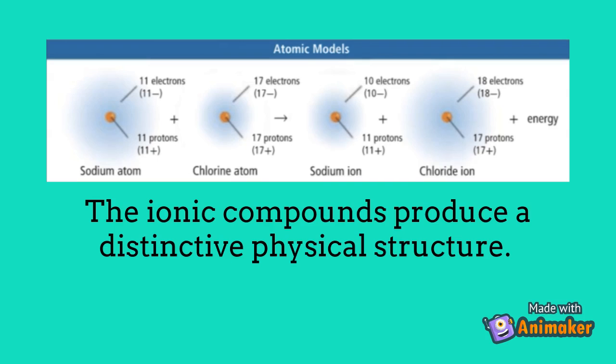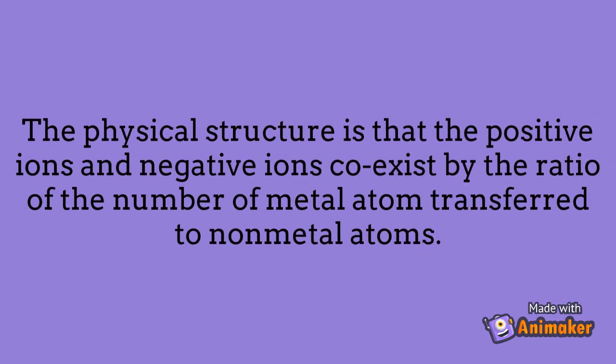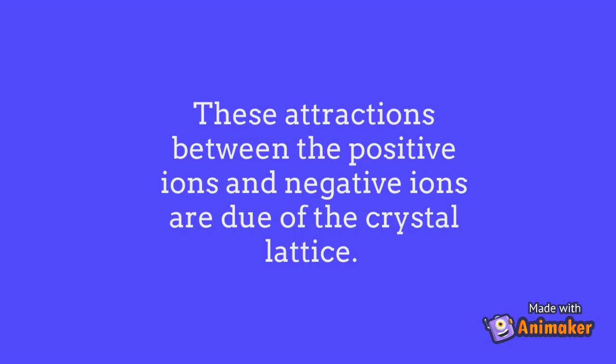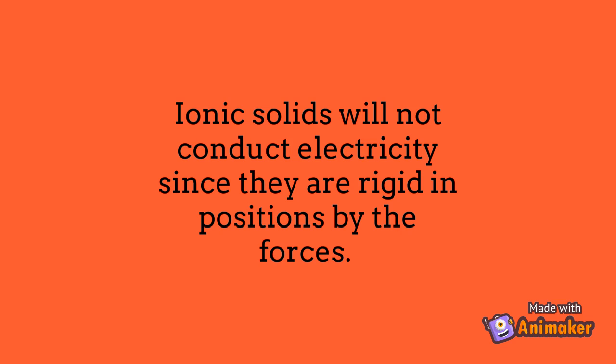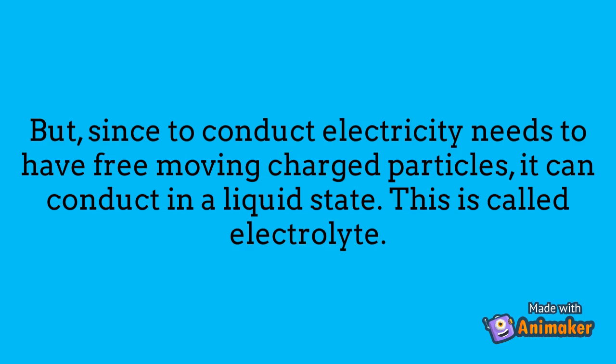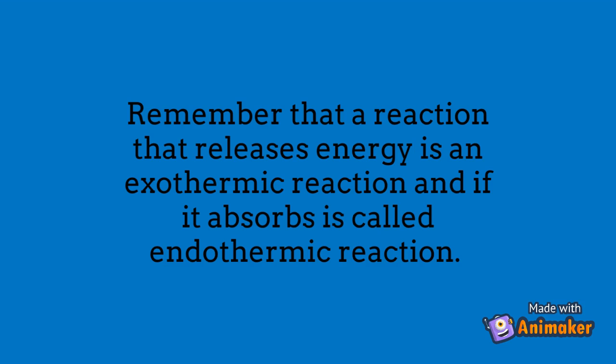Ionic compounds have a unique physical structure. The cations and anions coexist by a ratio of metal atoms and non-metal atoms transferred. This makes the attraction of the opposite charges. It is a 3D arrangement where positive ions are around negative ions and vice versa. Ionic solids are not electrically conductive since the ions are held in place by the bonds, but in liquid form they can conduct, since particles move freely. These are called electrons.